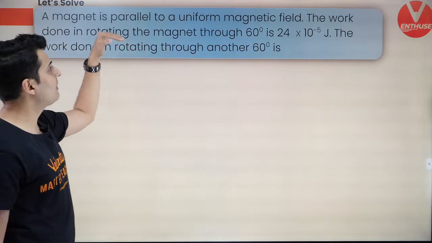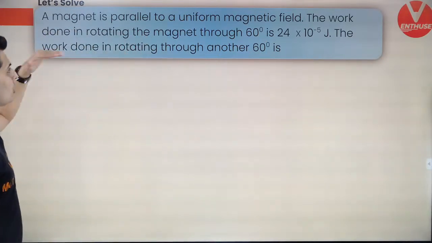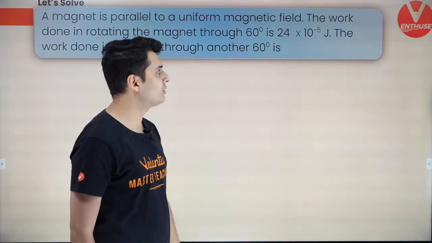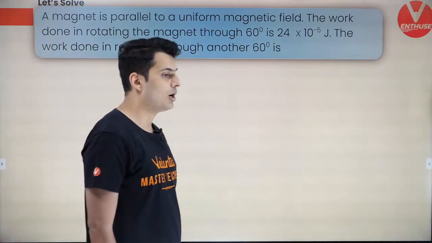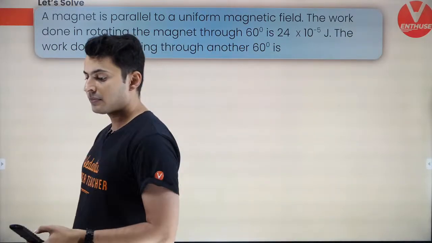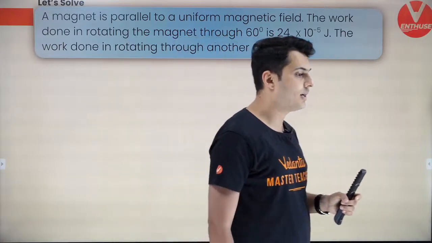Next question coming up on your screen. There is a magnet which is parallel to the uniform magnetic field, and the work done in rotating the magnet through 60 degrees is 24 into 10 to the power minus 5 joules. The work done in rotating through another 60 degrees is? Come on guys, you can do it. Quickly, post the answers.